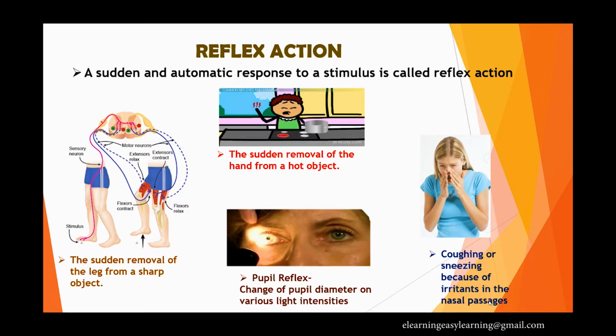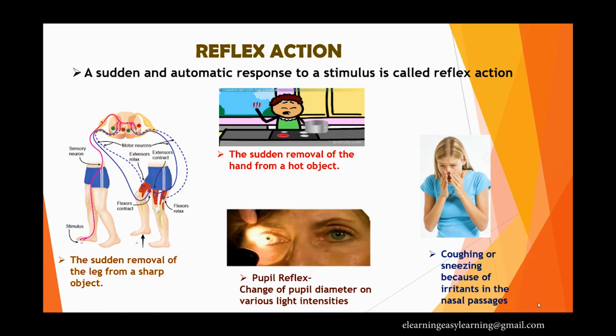In all these responses, the stimuli are not favorable. For example, here the stimulus is pain, here the stimulus is heat, here the high light intensity, and here some kind of irritants that cause a respiratory problem if they enter the lungs. So in all these cases, these stimuli are not favorable to the person. They cause a kind of damage or danger to the person's life.